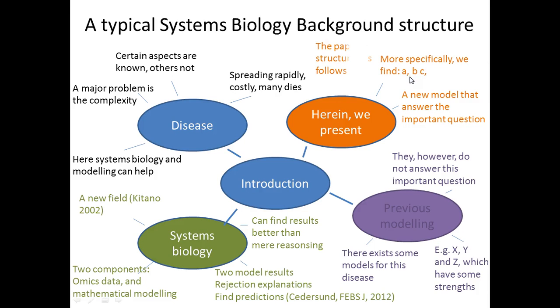And then when you say that, you might also want to say that, well, these are our results, and the paper is structured as follows, and so on. So this is the typical structure of a systems biology background section. It's a very generic structure.